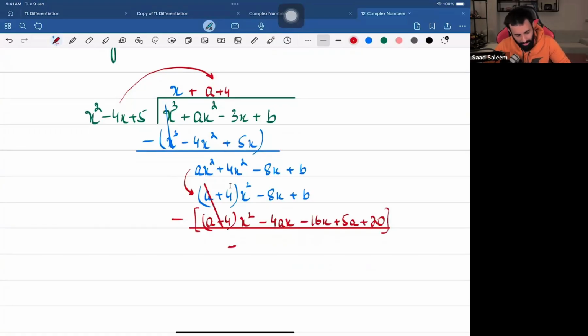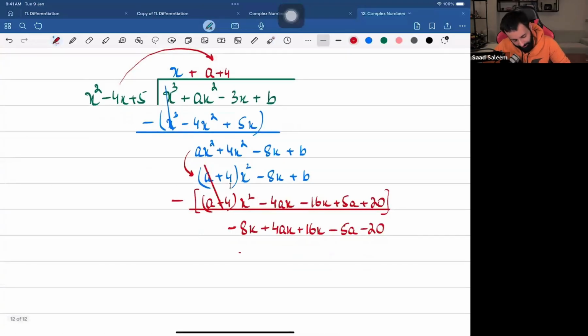Now we have minus 8x plus 4ax plus 16x minus 5a minus 20. Now simplify this a little. So this will give you 4ax plus 8x minus 5a minus 20.